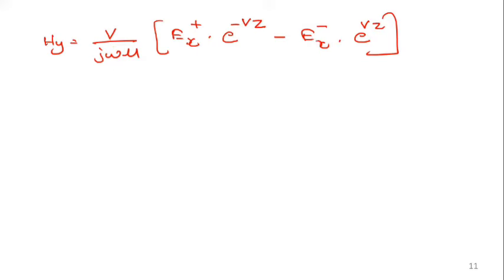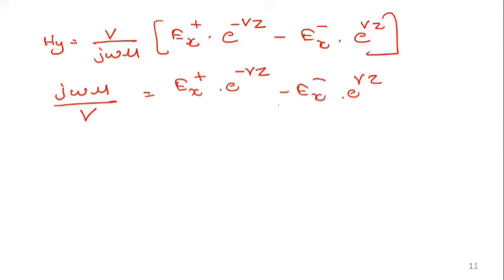So we have reached here. Here we can see that j omega mu by gamma is equal to Ex into e raised to minus gamma z minus Ex minus. So what do these expressions mean? The propagation of the wave along the plus z direction as well as the propagation of the wave along the minus z direction, right? Divided by Hy.